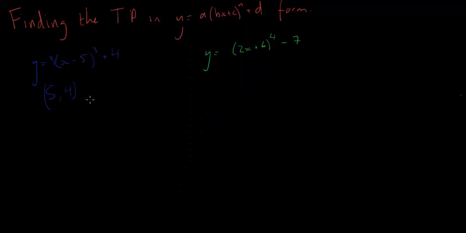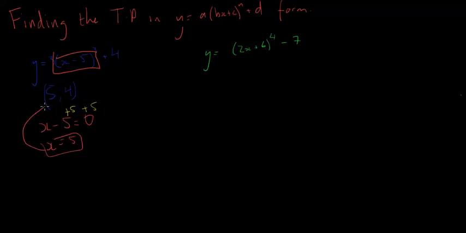So if we then go back to this question, essentially what we're doing in this area here is setting these brackets equal to 0 and then solving that. So on both sides we're going to add 5, and so the x coordinate of our turning point is going to be equal to 5, and that's why we can directly just read it off, and there it is.